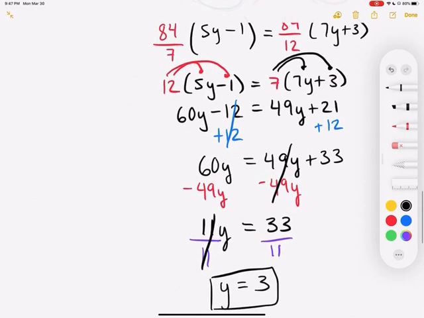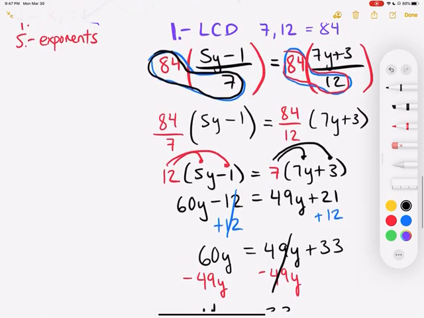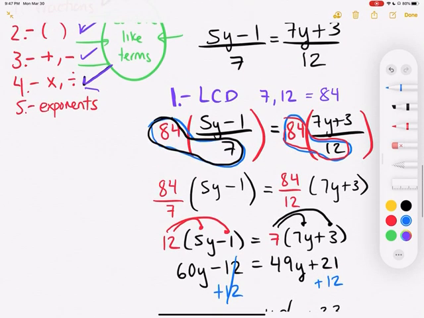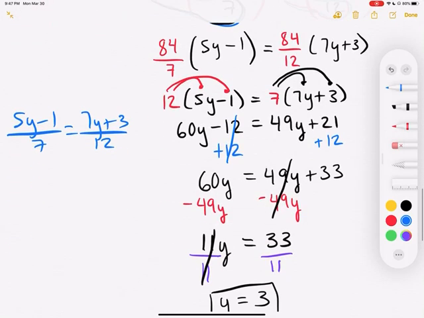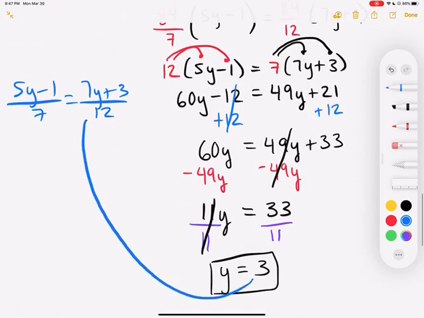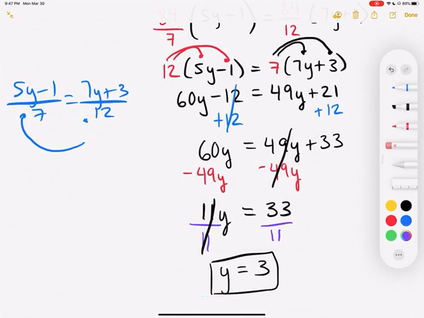And in order to find out if this is the correct solution, I'm going to rewrite my original equation, which is 5y minus 1 divided by 7 equals 7y plus 3 divided by 12. And I have to substitute this 3 into both y's. And the left side is going to be equal to the right side. I'm not going to do the check right now. I'm going to show you a last example in here. And then you can do your checking.